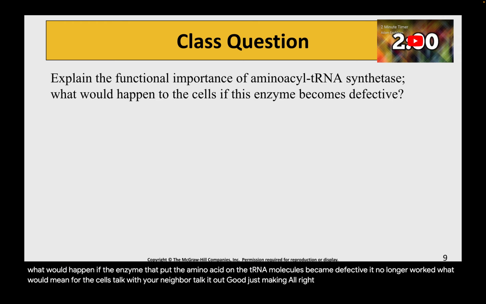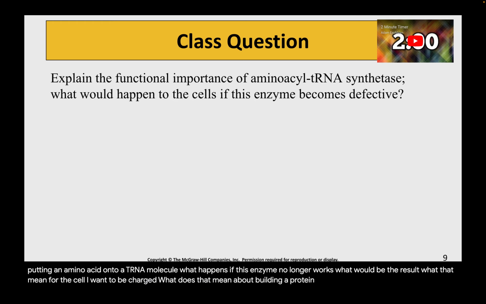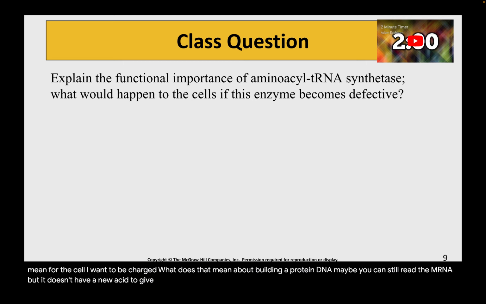All right, so we have this enzyme responsible for putting an amino acid onto a tRNA molecule. What happens if this enzyme no longer works? What would be the result? What would that mean for the cell? The tRNA wouldn't be charged. Yeah, the tRNA wouldn't be charged. It wouldn't be able to carry an amino acid. So what does that mean about building a protein? Not possible, right? The tRNA maybe can still read the mRNA, but it doesn't have an amino acid to give away, so it can't actually build the polypeptide. So that would be very bad, right? We need to build proteins in order to keep our cells working.